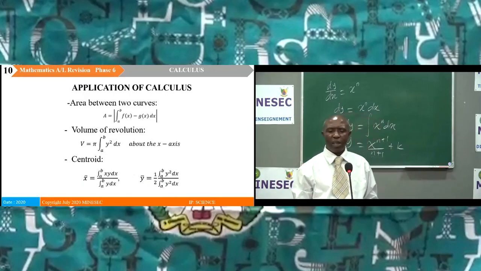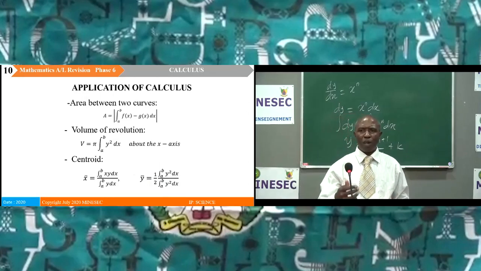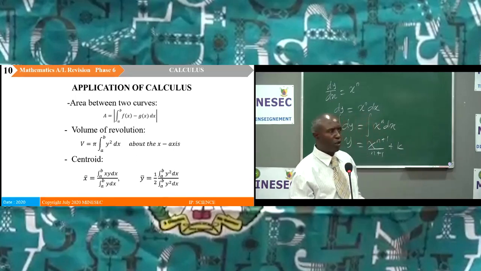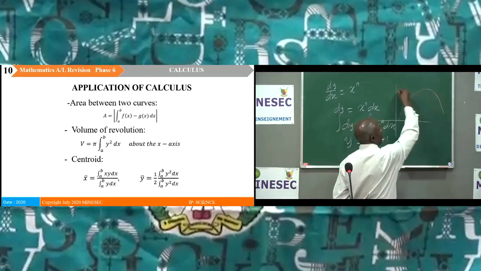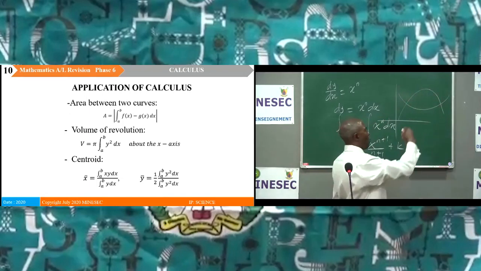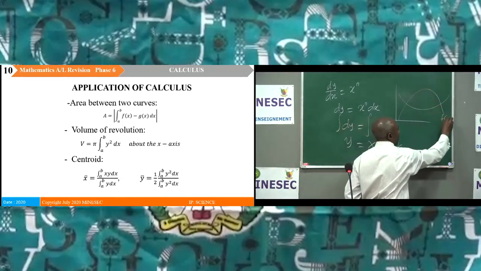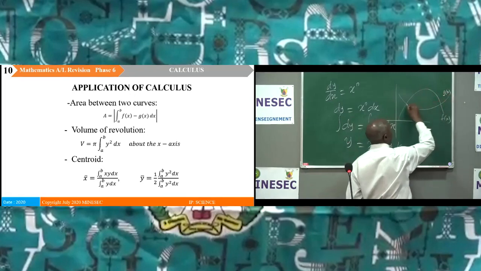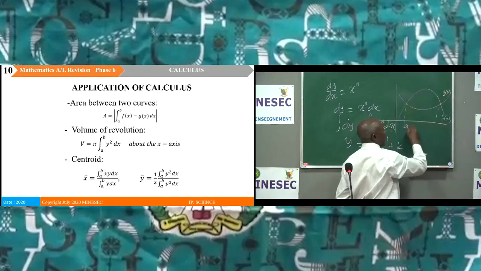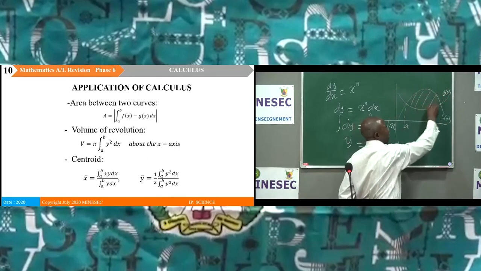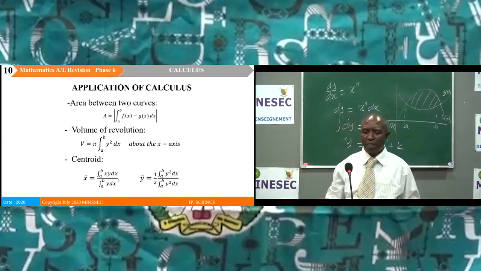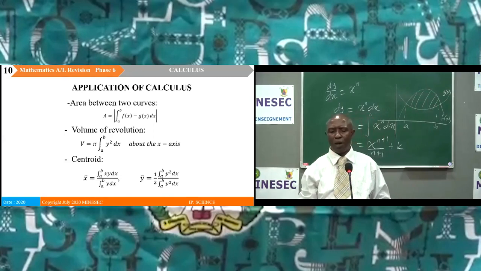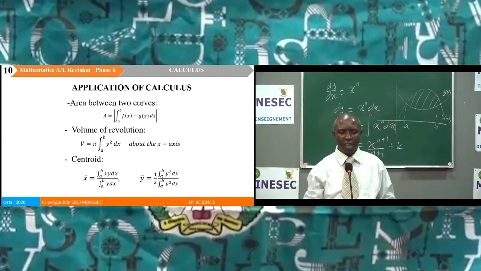Take note here that it is advisable to always sketch a curve to know which curve is above and the other below. That is, we are talking of a situation where we have, say, two curves like that. One of the curves is f(x), and here g(x), from a to b. And they are asking you to look for this area here. So the area there will be the absolute value of the integral from a to b of the upper curve minus g(x), the lower curve, dx.